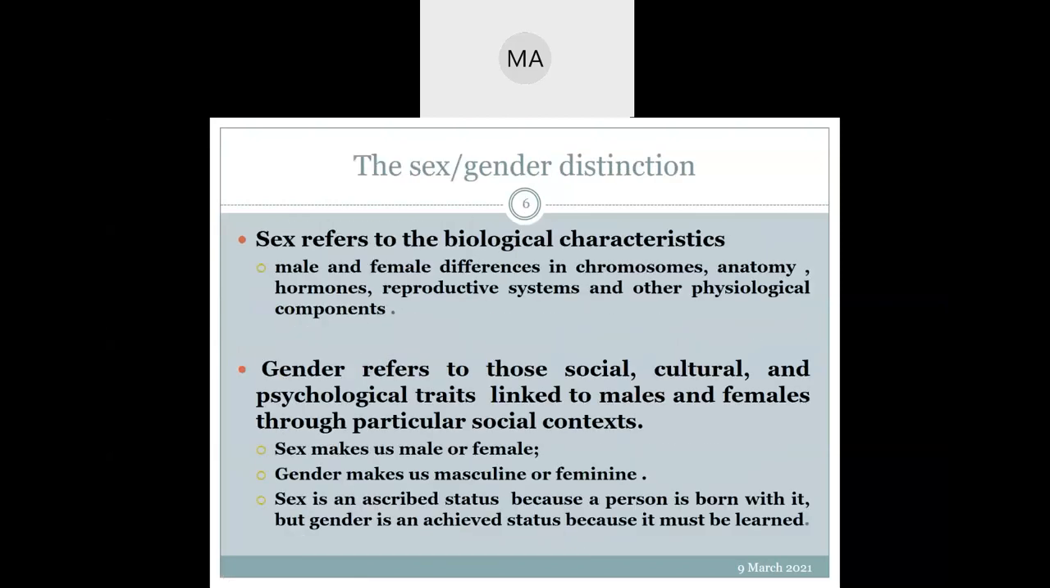So there are some distinction points where we are going to differentiate sex and gender. And as we said before, sex refers to the biological characteristics.